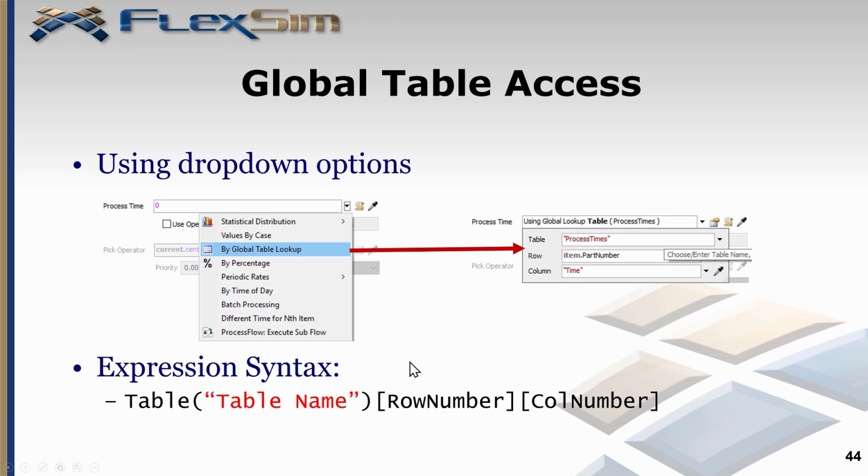The expression syntax will look like this. Use the word Table with a capital T, and then in parentheses you would put the name of the table in quotes, and then bracket, a row number, close bracket, an open bracket, column number, and close the bracket.